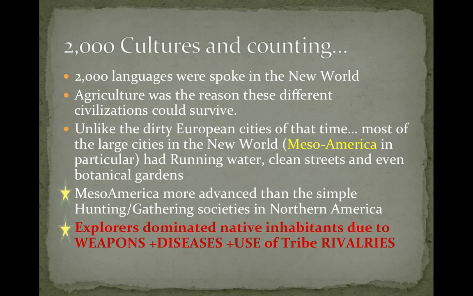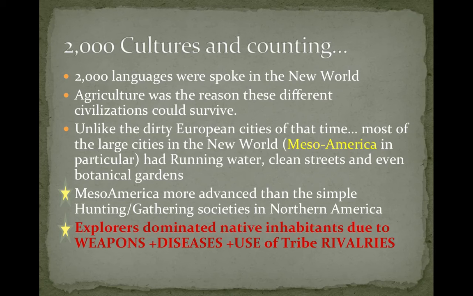They had running water, clean streets, botanical gardens. They were agriculturally based. They are not hunters and gatherers, okay? That's going to be your natives in North America that you're thinking of. But literally, Mesoamerica is going to be extremely advanced with lots of language, with lots of buildings and building structures, I should say, things like that.